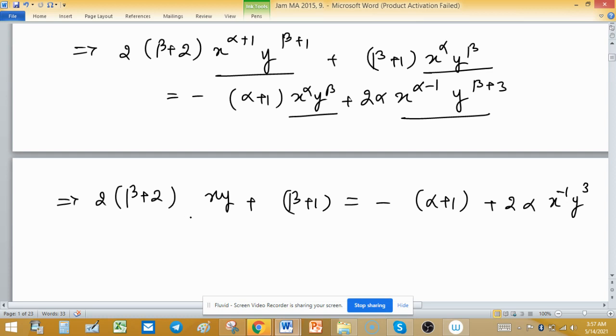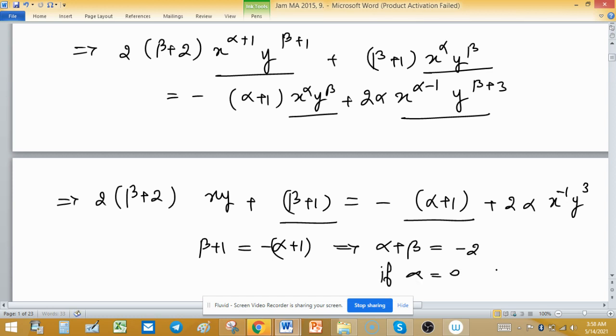Now you can compare coefficients. On comparing constant terms, beta plus 1 is equal to minus (alpha plus 1). This implies alpha plus beta is equal to minus 2. And we know from the options that alpha is equal to 0, which implies that beta is equal to minus 2. So we have the value of beta now. As we considered x raised to the power alpha and y raised to the power beta as the integrating factor, the value of alpha is 0, so the integrating factor will be 1 upon y squared.